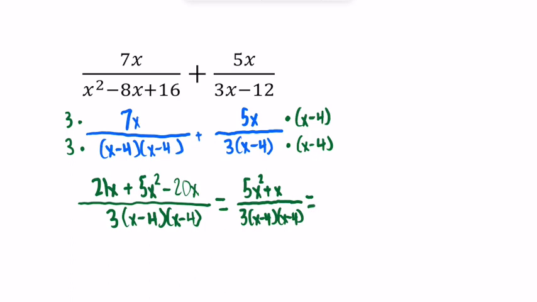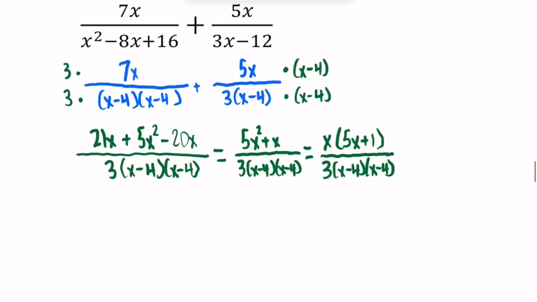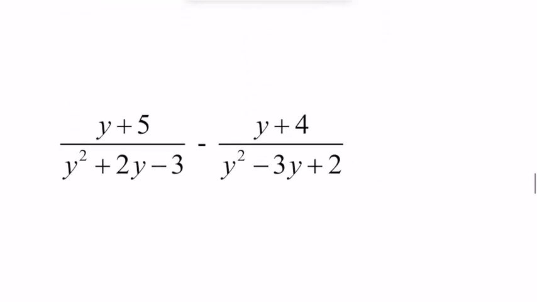And we'll go ahead and factor the top to see if there's anything we could do to reduce it. In this case, we could factor out an x, and we'd be left with x times 5x plus 1. In our denominator, we have 3 times x minus 4 times x minus 4. It looks like we don't have any common factors in the numerator and denominator, so this would be our final answer. Let's take a look at the next problem, where we're subtracting fractions.